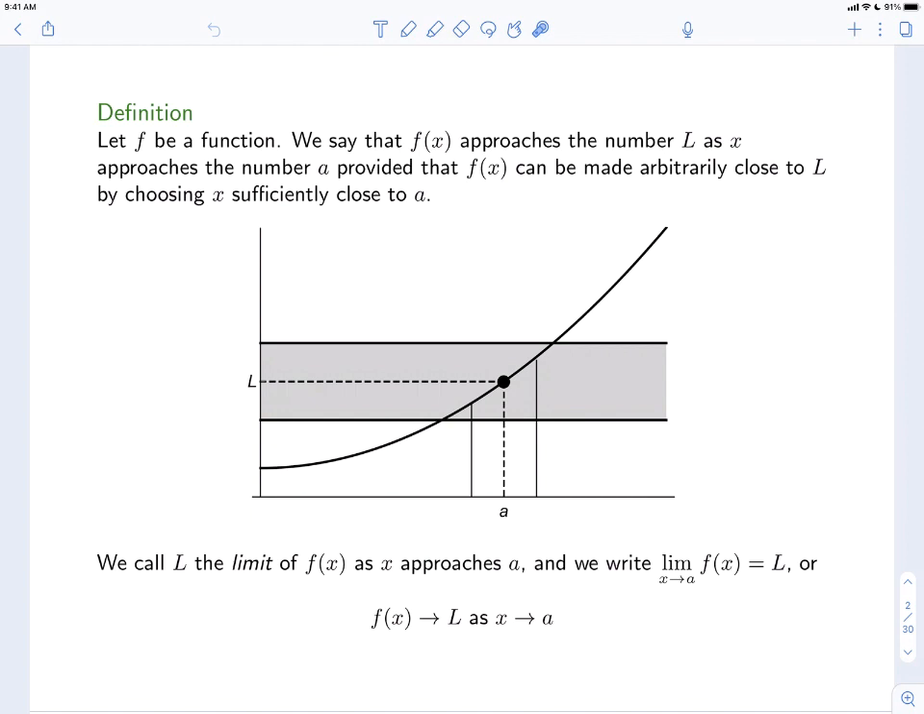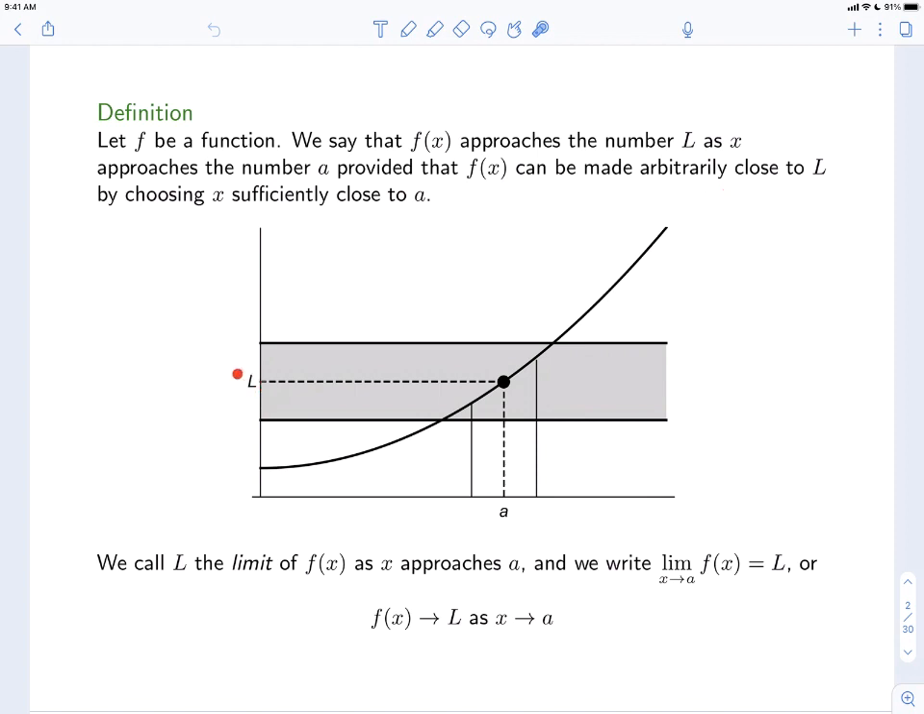The idea is illustrated in this picture. The x-axis is the horizontal axis, and the y-axis is the vertical axis. We imagine that we're looking at x values that are as close as we like to a. And the closer that the x values are to a, the closer the y values will be to L. We say that f at x can be made arbitrarily close to L.